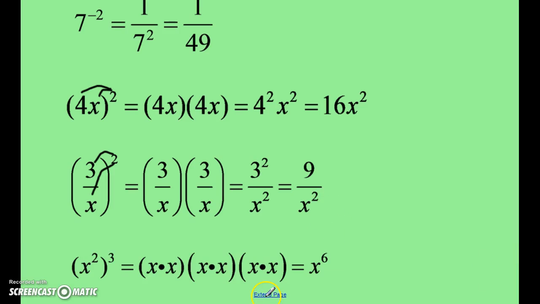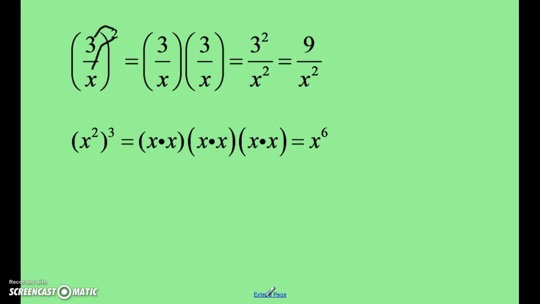And the last one I have for us here is another power property, but it says power to a power, we're going to multiply. So what we did here was we said x squared is x times x, and then we did that 3 times because this was the power of 3. That leaves us with 6 x's, or x to the power of 6. The shortcut property for this is to take the two exponents and multiply them together.